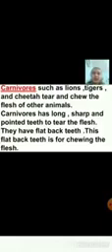Carnivores such as lions, tigers and cheetah tear and chew the flesh of other animals. They have long, sharp and pointed teeth to tear the flesh, and they have flat back teeth to chew that flesh. These flat back teeth are for chewing the flesh.